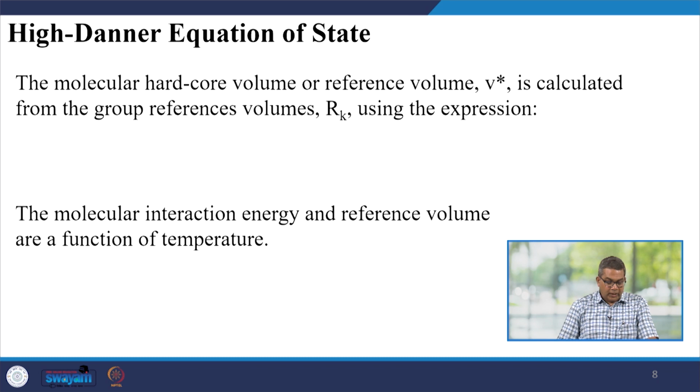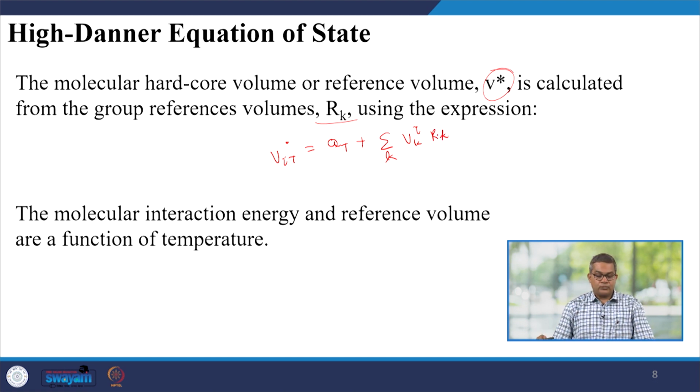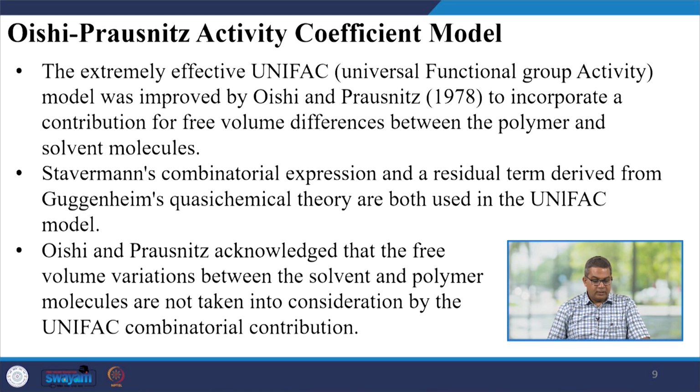The molecular hard-core volume or reference volume V is calculated from the group reference volume Rk, and you can use this particular equation, that is Vi equals a constant plus summation over K of Vki into Rk. The molecular interaction energy and reference volume are functions of temperature.